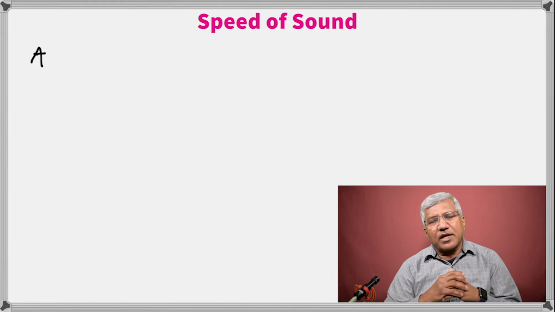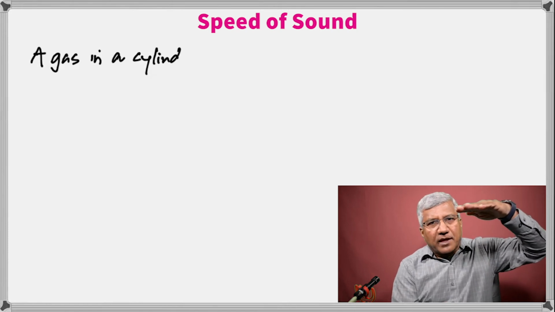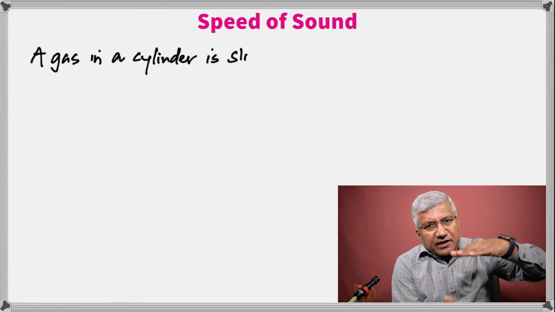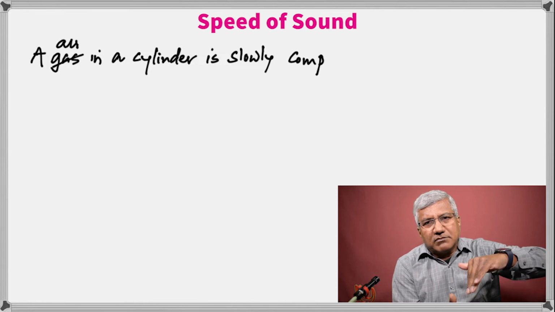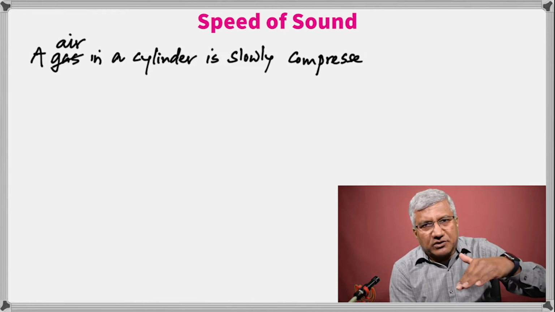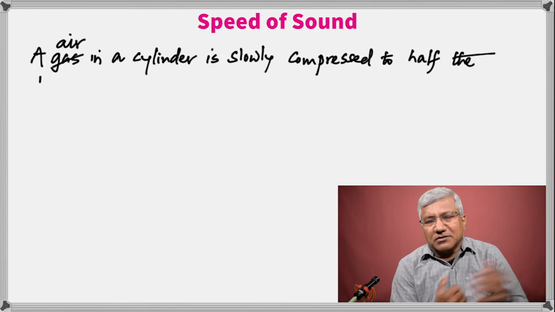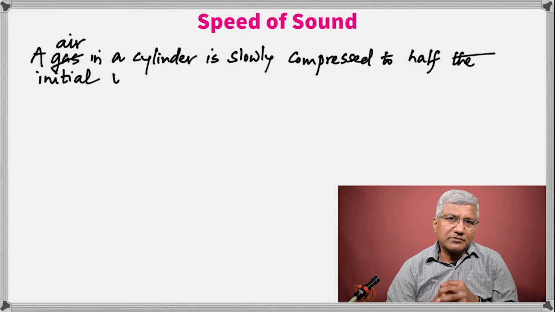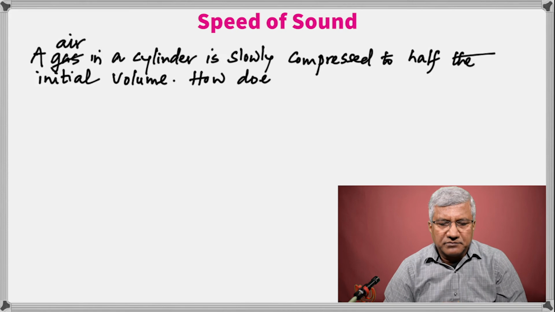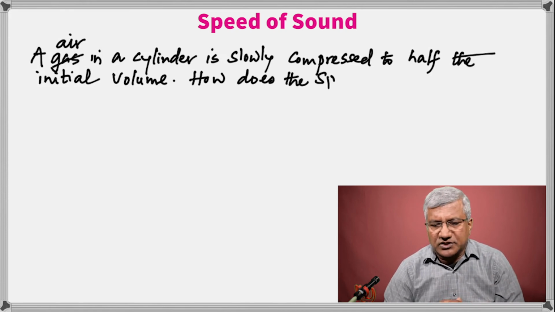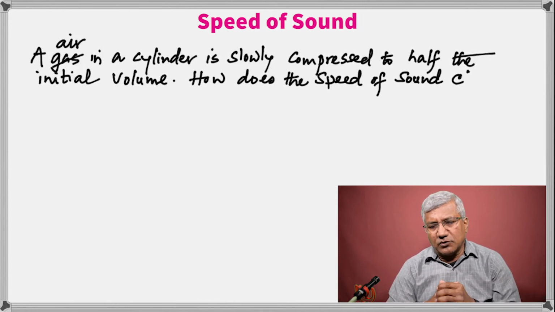I think I've written it down. If you have air in a cylinder fitted with a piston, and if you slowly compress the air, compress it to half of its initial volume, that means you're increasing the pressure, aren't you? So when the volume becomes half, the pressure becomes double. Yep, Boyle's law. So here the question is, first I said a gas cylinder, I changed it to air in a cylinder slowly compressed to half the initial volume. How does the speed of sound change?